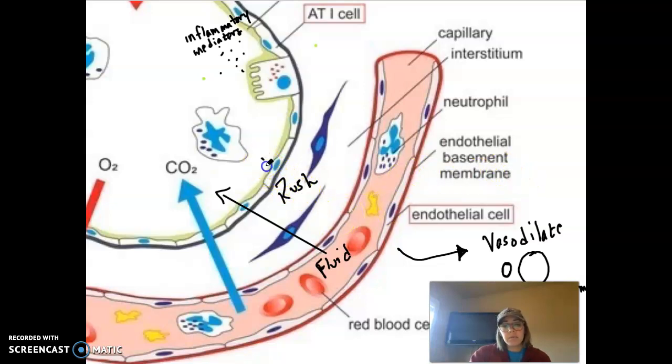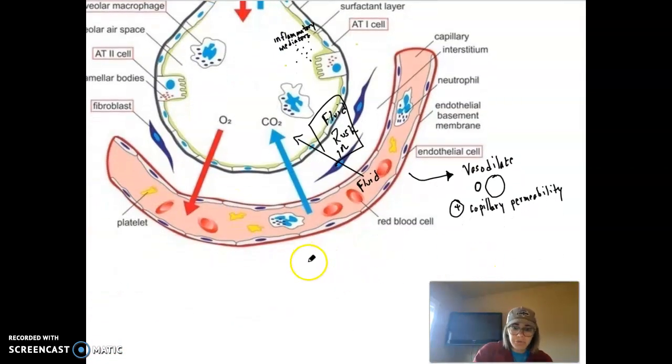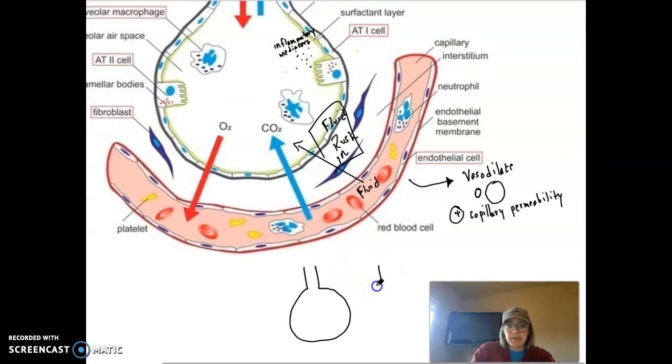Well, with that fluid rushing in, what we've essentially done is we've diluted our surfactant. And so that's another way that we are ruining the surfactant inside of our lungs, because it's diluting it and it can't be so concentrated. So now we're getting that alveolus where it's able to go from this nice round sac that can inflate and deflate easily to now we're looking at something that's a lot more contractual.